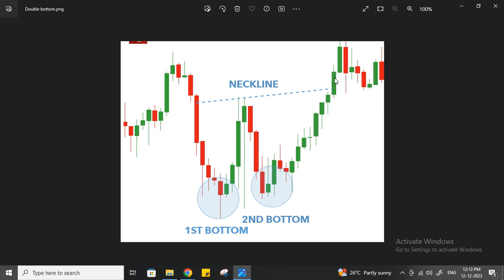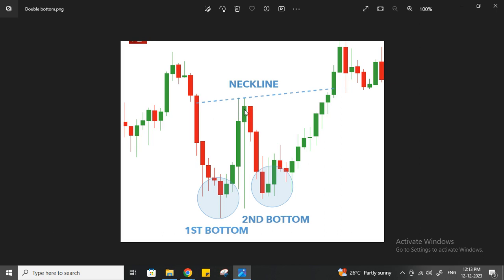Here, whenever this resistance is broken, that is where I'll enter my position. And for a small stop loss, I can consider this as my first stop loss. And if I want to continue for a longer time frame, I'll keep both bottoms' low as my stop loss. Also, there are two ways of identifying the target of this double bottom.